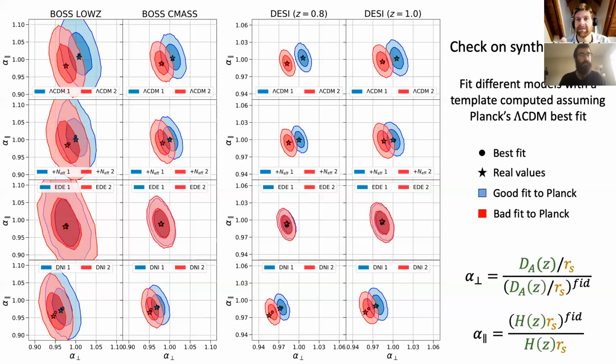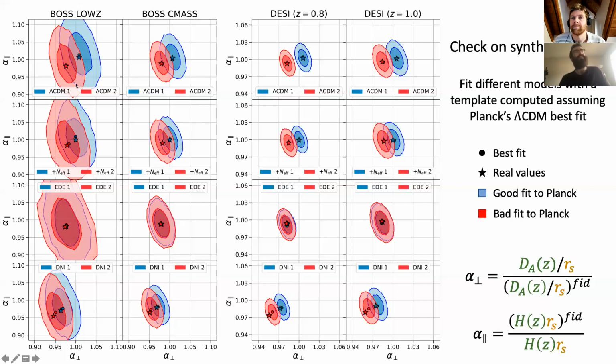Can I clarify something? When you say plus N effective, you don't mean that N effective is 1, you mean that you've added 1 to N effective, so it's more like 4. I added N effective as a, N effective 1 and N effective 2. It's not that I added 1 or 2.